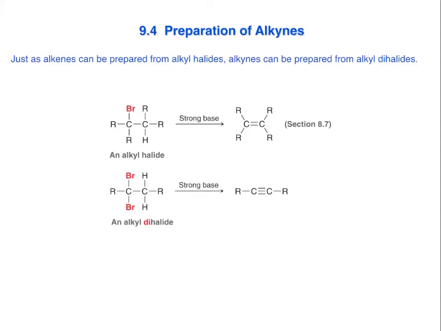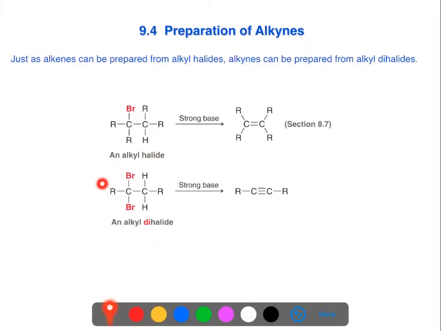In this video, we're going to cover section 9.4 on the preparation of alkynes. So we saw that we can prepare alkenes from alkyl halides. Now we can use that same strategy to prepare alkynes, except now we have to start with an alkyl dihalide. So an alkyl halide in which there are two leaving groups present, two halogens. So here's an example of an alkyl dihalide.